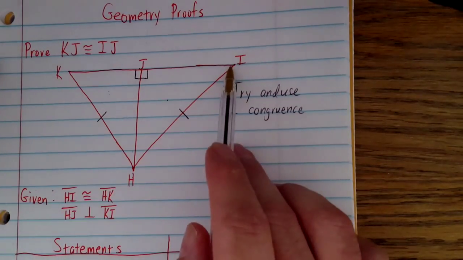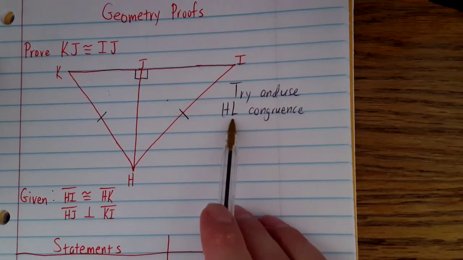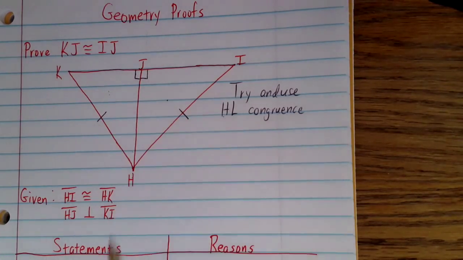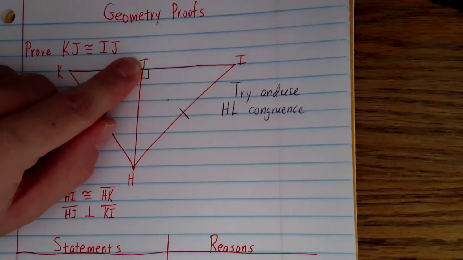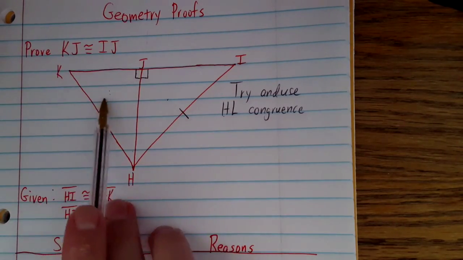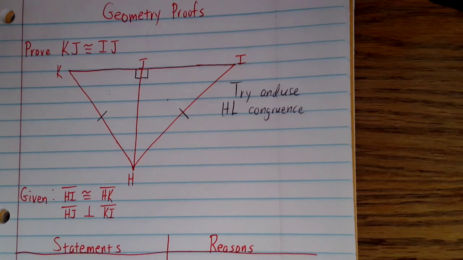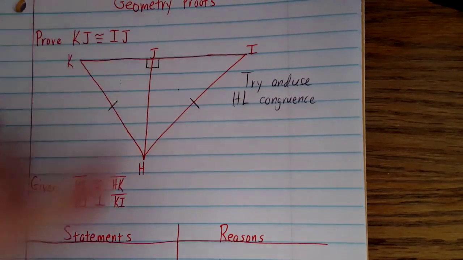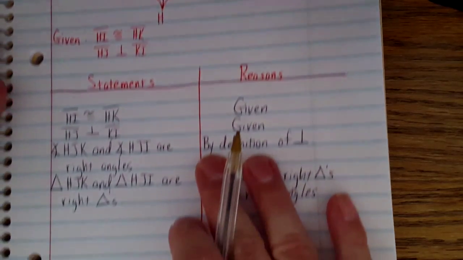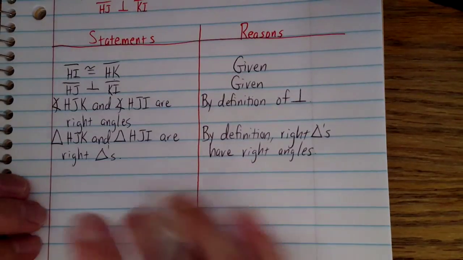The hypotenuse of this triangle is congruent to the hypotenuse of that one. And I need another leg. Well, I don't have another leg congruent, but I do notice that HJ is a shared side between these two triangles. And anytime you have two triangles sharing an angle or sharing a side, you can make the following statement. So this is the shared side, HJ, right here.